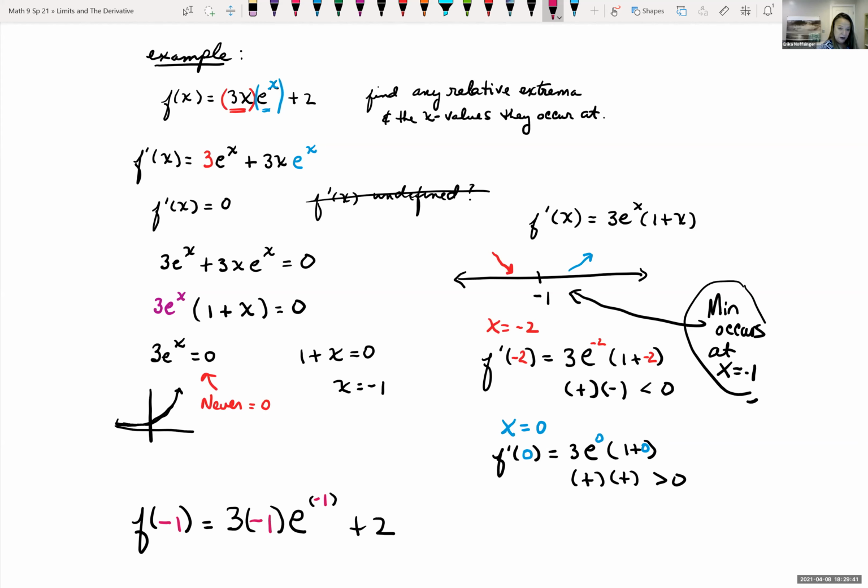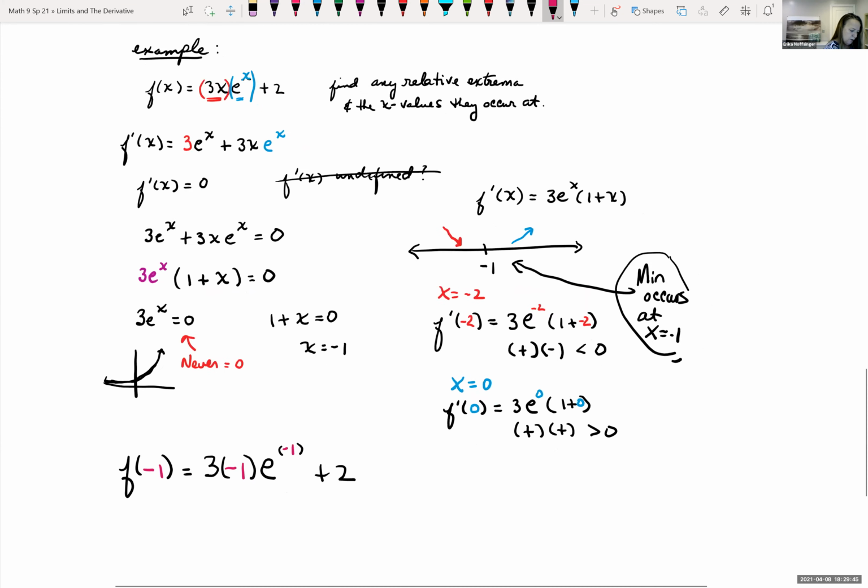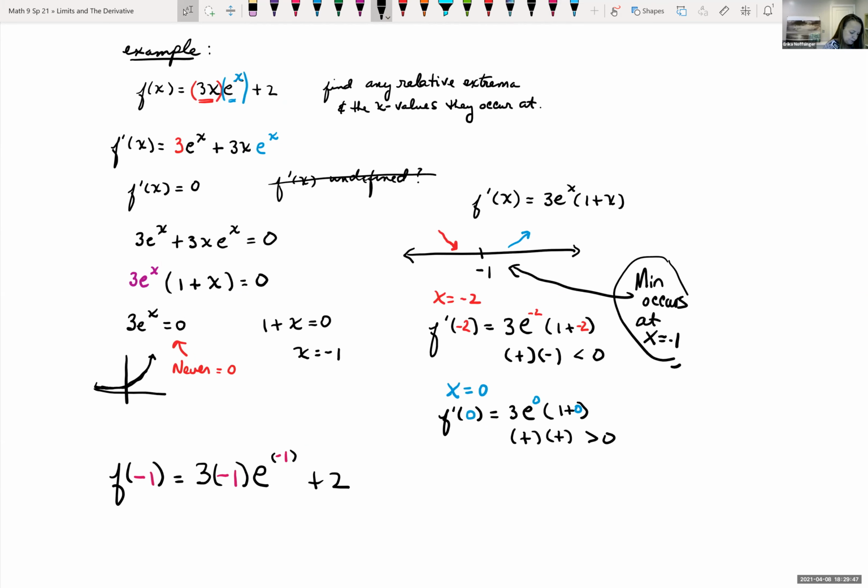Well, it depends on if they're going to want us to have this as an exact answer or not, or if we want to round. So 3 times -1, this is -3. We can rewrite e to the -1 power. We can make that positive, right? By using rules of exponents, we can bring this e to the -1 down to the denominator to make that exponent positive. So all over e plus 2.